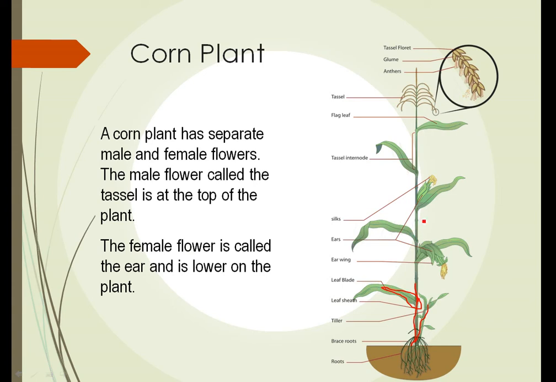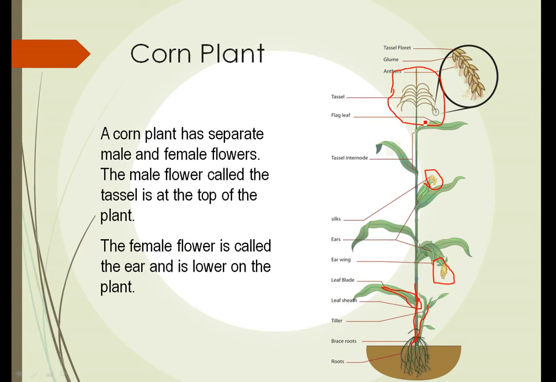An interesting thing about the corn plant is that it has separate male and female flowers, and the male flower, called the tassel, is at the top of the plant, up here. The female flower is where the ear develops, and the female parts are the silks that hang out from this.